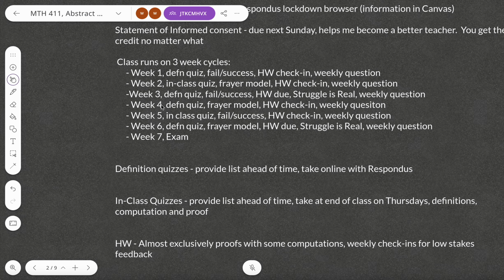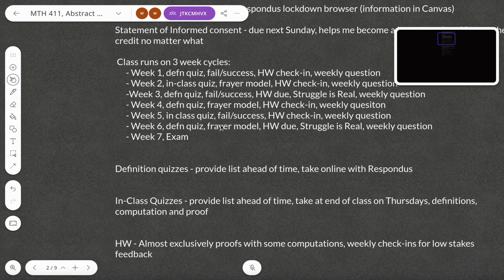Okay, and then week 4 we start over. We got a new homework, so homework check, and then homework 2 is due, and then week 7 is the exam. And then week 8 through 14 is essentially just this thing repeated. So that's that.